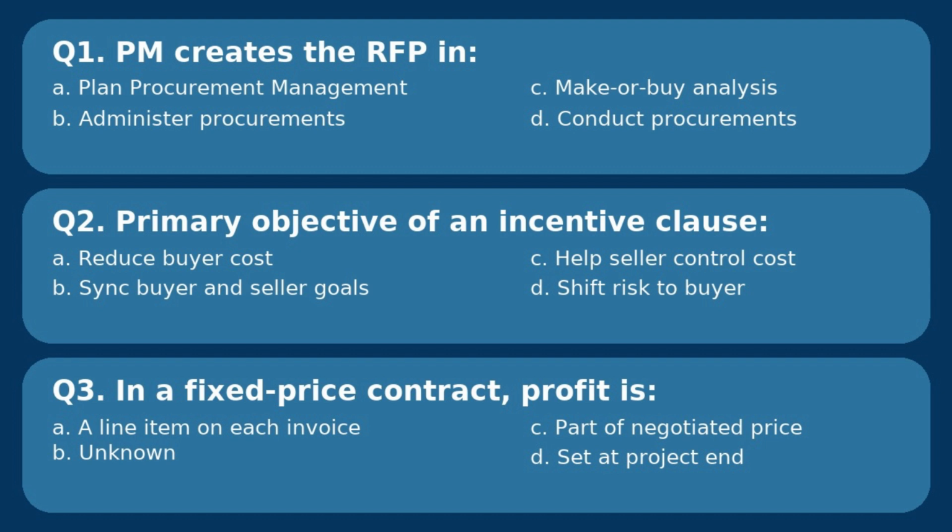Let's do a recap. Creating the RFP is done in the plan procurement management process. Incentive clause, the objective is to synchronize buyer and seller objectives. Profit in fixed price, already inside the negotiated total price. Drop your score. Was it 3 out of 3 or 2 out of 3 or 1 out of 3? And tell me which one tricked you.